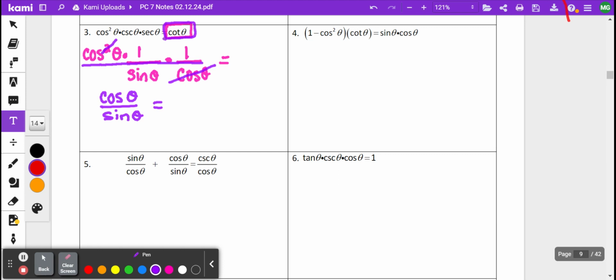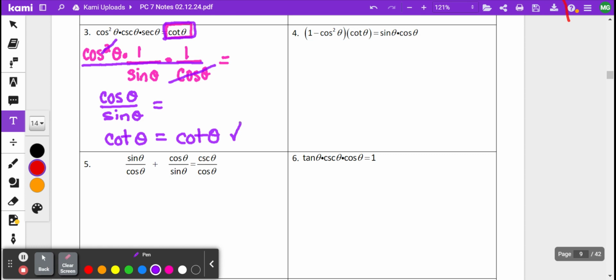And if you look on your identity sheet, you will notice that the quotient identities say cosine theta over sine theta is cotangent of theta. So we have a simple substitution right there, allowing us to show that the left side of this identity equals the right side of it.